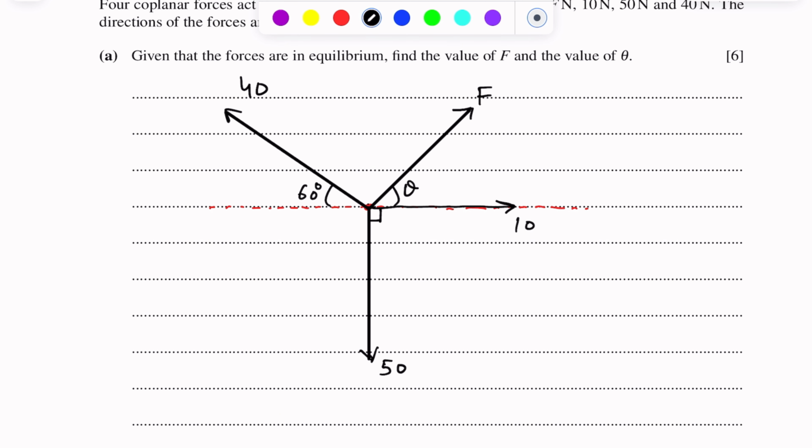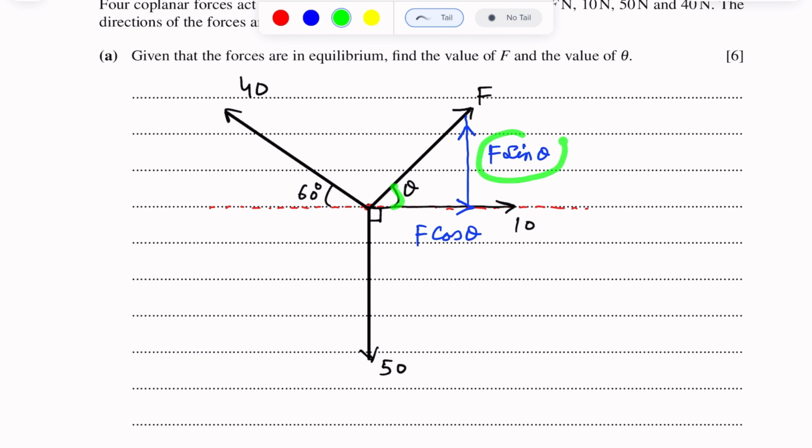Now first we resolve the F Newton force and find two rectangular components. This is the X component and this is the Y component. This component is F sin theta. This component is F cos theta. The component opposite to theta will be in sine. So this is F sin theta, this is F cos theta.